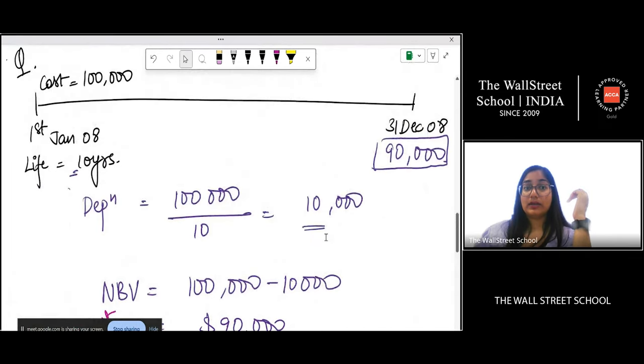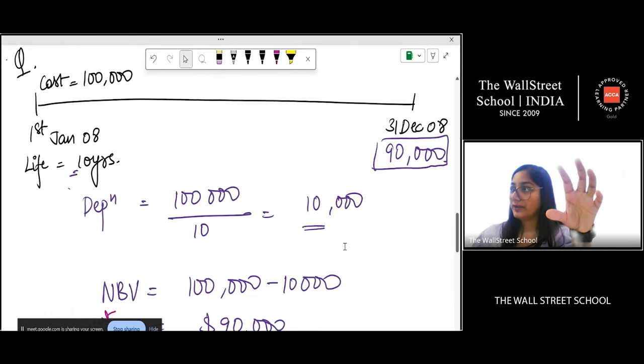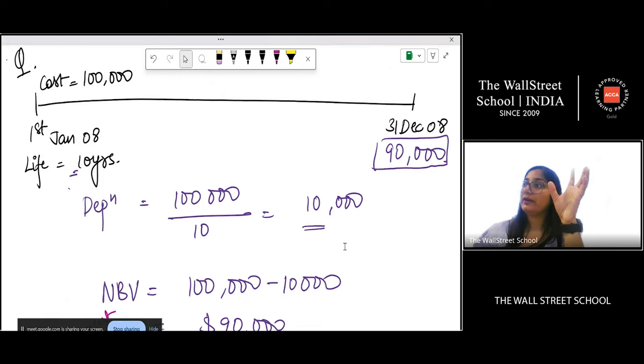Recoverable amount means, like I said, that if there was any damage that happened to that asset, is it beneficial to use that asset for another years for the useful life, or is it better to sell off that asset to get rid of it? Which is going to give you more benefit? That will be the recoverable amount.